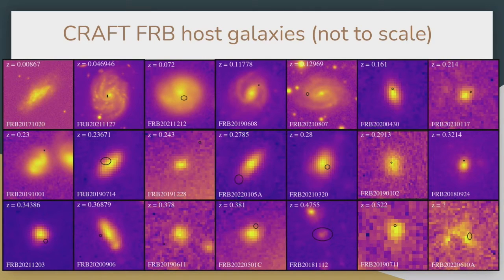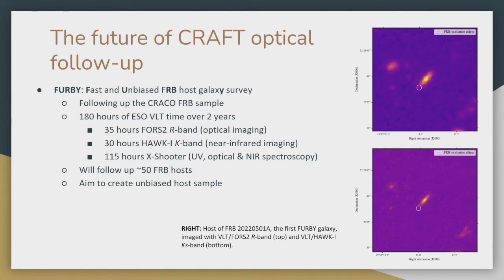So as you might know, CRAFT is very good at localizing FRBs to host galaxies, often at relatively high redshift, which means that we need deep optical images of them, such as these ones. This is our current zoo of FRB host galaxies, as imaged mostly on the ESO Very Large Telescope and processed by IAUS369. And you're going to be seeing a lot more of these, thanks to CRACKER and FURBY.